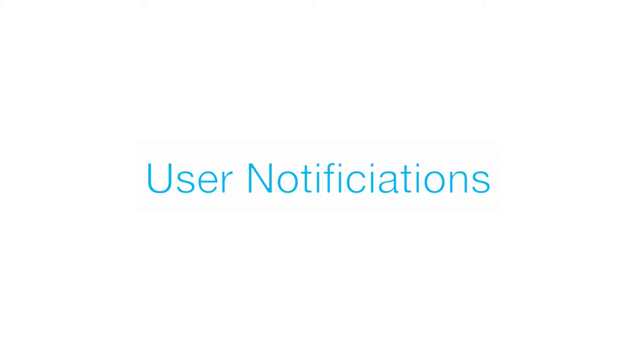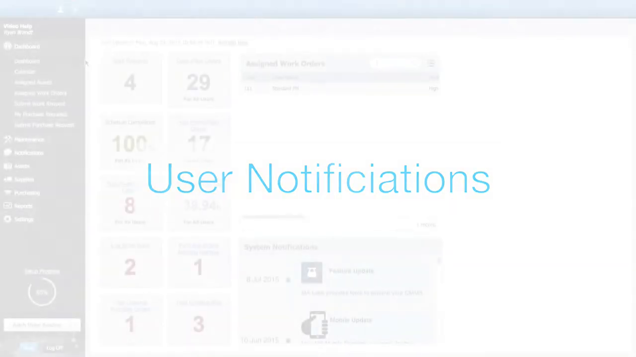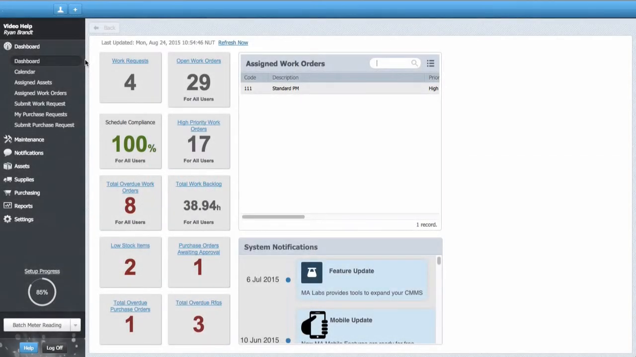We'll have a look at work orders and work requests, parts and supplies, purchasing, and finally, what we call third-party user notifications. Let's get started. We'll start with the user messaging settings.